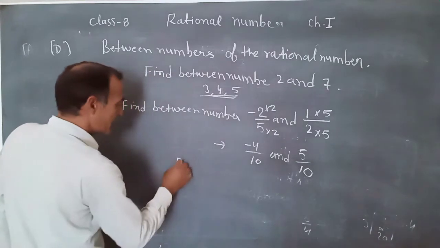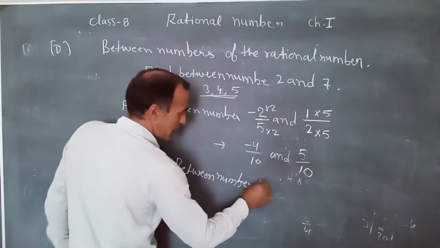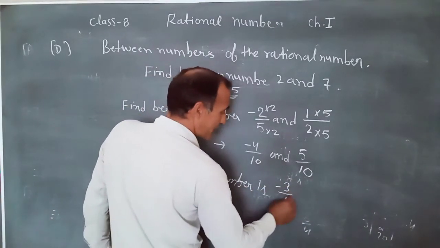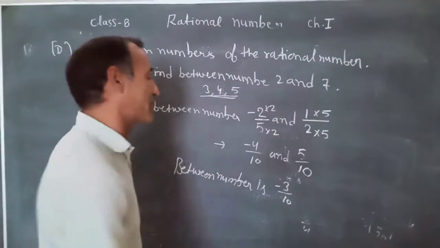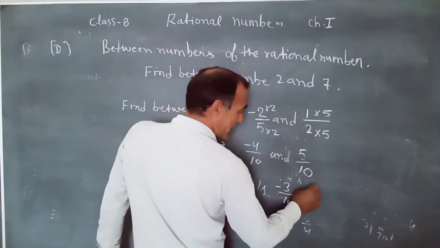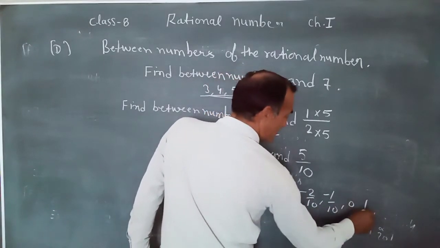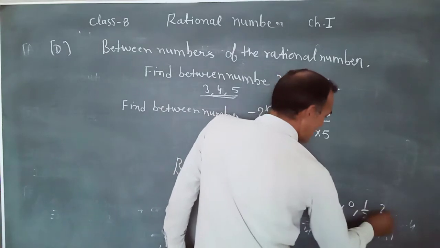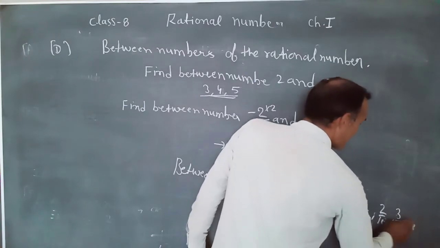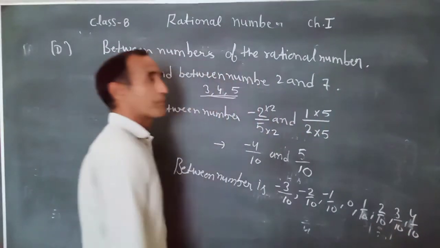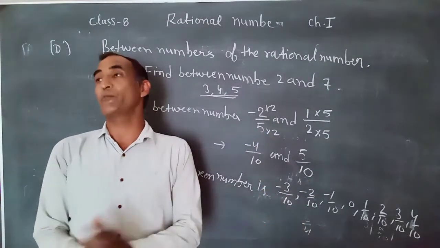So the numbers between are minus 3 upon 10, minus 2 upon 10, minus 1 upon 10, 0, 1 upon 10, 2 upon 10, 3 upon 10 and 4 upon 10. So all are the numbers between. If we convert the denominator to a bigger number than 10, we find more numbers between.